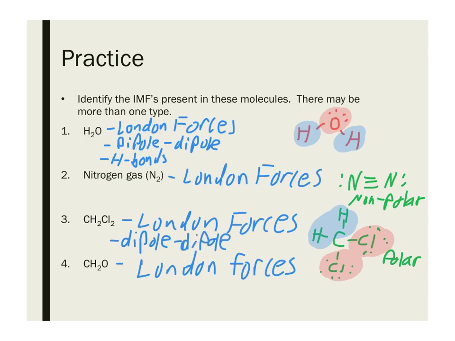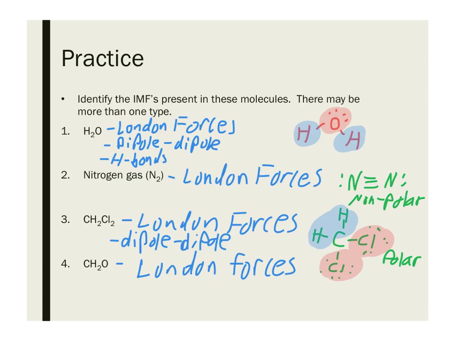All right. What we do not have is hydrogen bonds because our hydrogens are bonded to carbon. And remember, for hydrogen bonds, you have to have hydrogen-nitrogen, hydrogen-oxygen, hydrogen-fluorine. We don't have that, so it's just London and dipole.